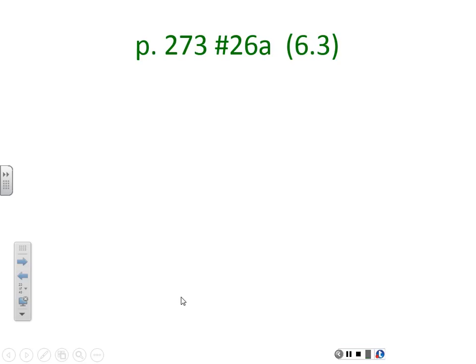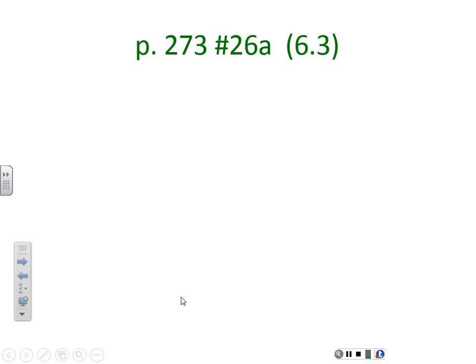Okay, let's look through an example then. On page 273, if we look at number 26A, the Marine Corps height requirement for men. The U.S. Marine Corps requires that men have heights between 64 inches and 80 inches. Find the percentage of men who meet the height requirements. Are many men denied the opportunity to become a Marine because they do not satisfy this height requirement?